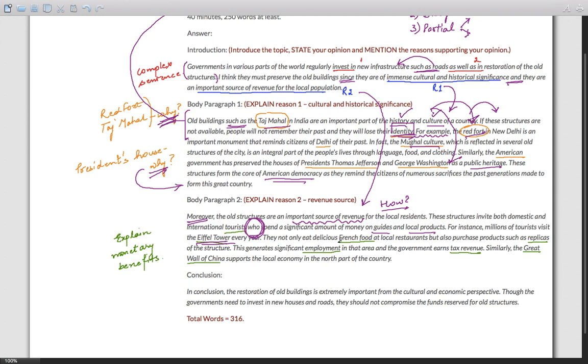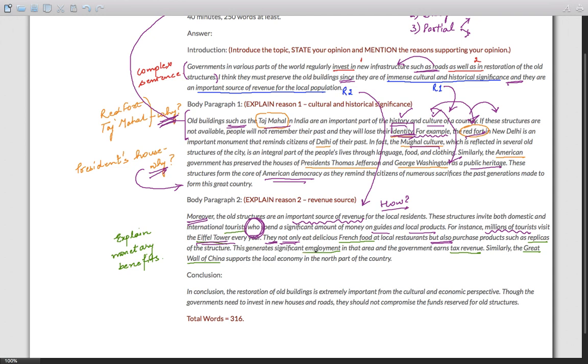They not only eat delicious French food, they refers back to the tourists, millions of tourists, and it builds cohesion in the answer. They not only eat delicious French food at restaurants, but also purchase products such as replicas of this structure. Please note that I have made this sentence complex by using the not only but also construction, and this also improves my grammar as well as cohesion score, because I've connected two different sentences in one single sentence.